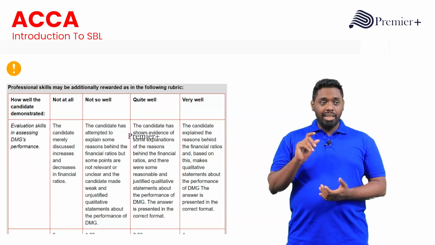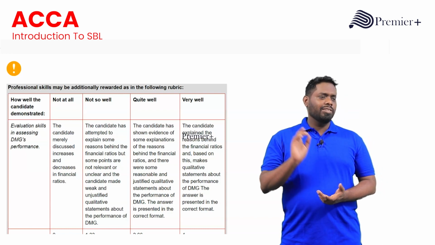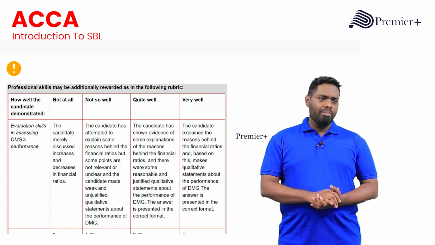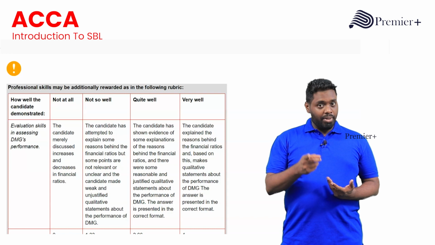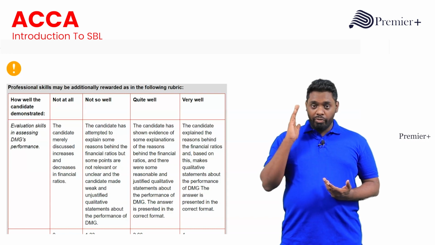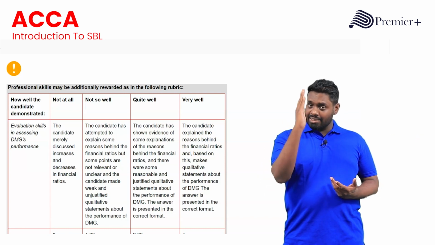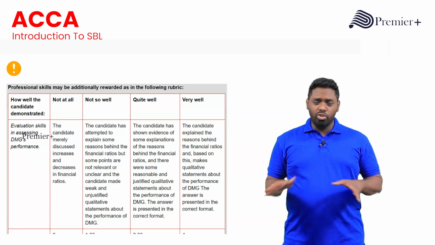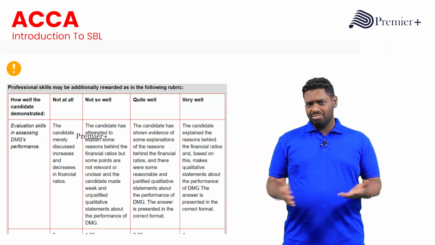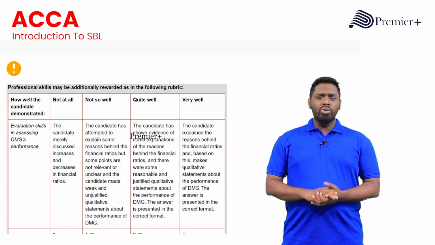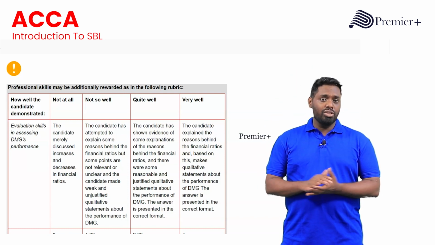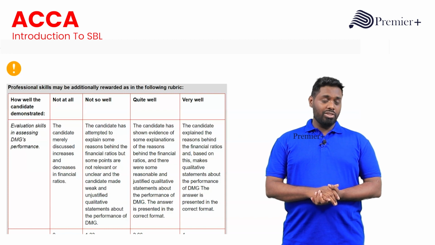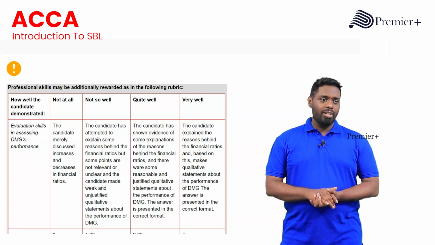The candidate has attempted to explain some reasons behind the financial ratios, but some points are not relevant or unclear. Keep in mind, SBL is very practical. Whatever you say should be to the point, concise. It should not be ambiguous, not be vague. You lose marks. The examiner does not look at the quantity of your answers. They look at the content, the quality of your answers. So do not have ambiguous answers.